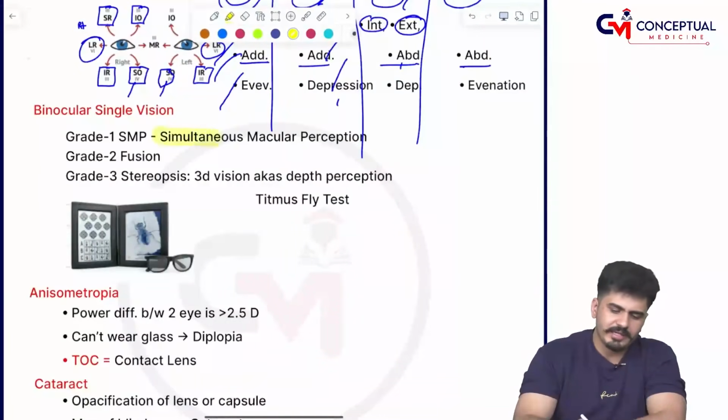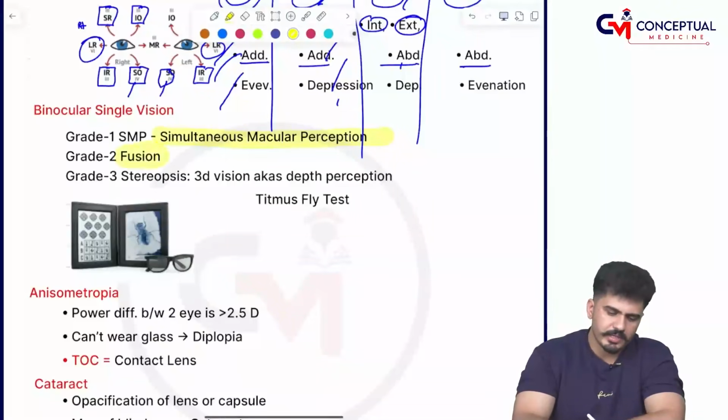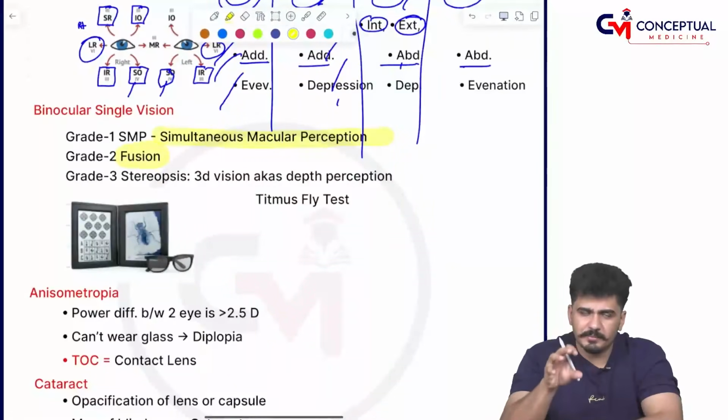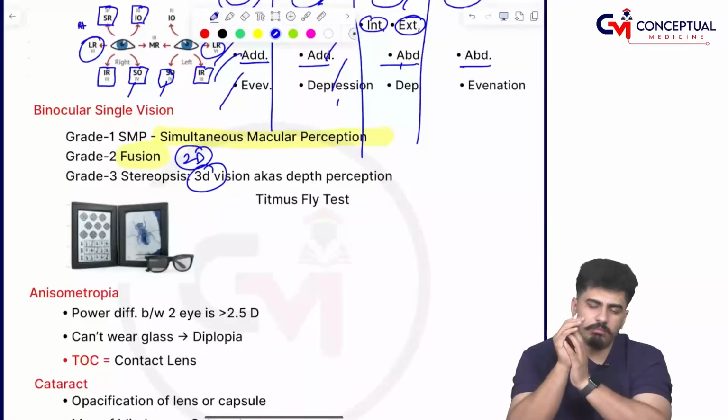One is simultaneous macular perception. Then there is fusion of the image. Then third is stereopsis, that is depth perception. Till here we are getting 2D vision, but stereopsis is 3D vision.